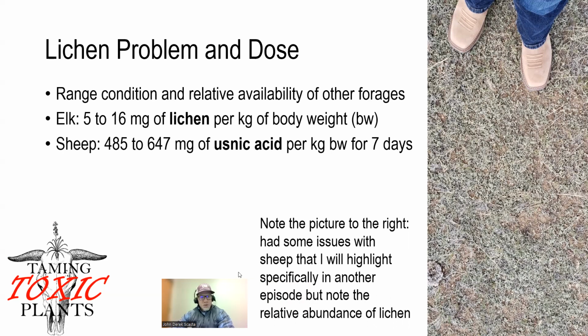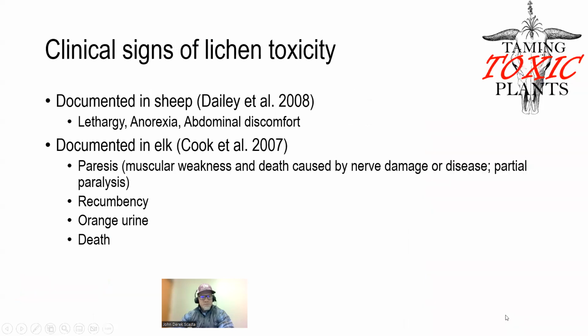Now, when it comes to dose, just lichen itself, elk only have to consume 5 to 16 milligrams of lichen for each kilogram of body weight for problems to manifest. Now, in sheep, they've dialed that down even further to the toxin, usnic acid, and sheep need to consume anywhere from 500 to 650 milligrams of usnic acid per kilogram of body weight over a 7-day period.